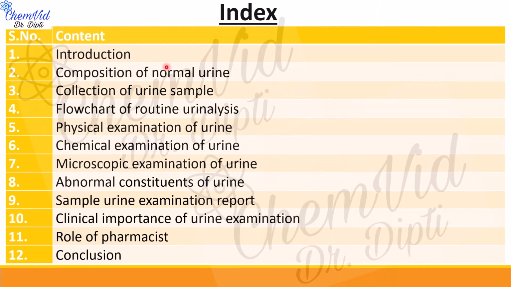Index comprises 12 subcategories. That is, first is introduction, then comes the composition of normal urine, then collection of urine sample, then we'll be looking at the flow chart of routine urinalysis, then physical examination of urine, chemical examination, microscopic examination, and then what are the abnormal constituents of urine, then sample urine examination report, then comes the clinical importance of urine examination, and then the role of pharmacist, and the last will be the conclusion.